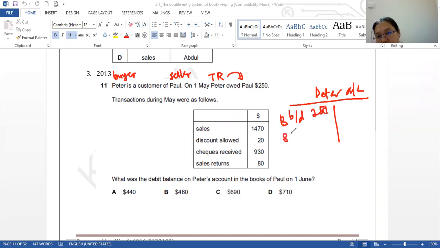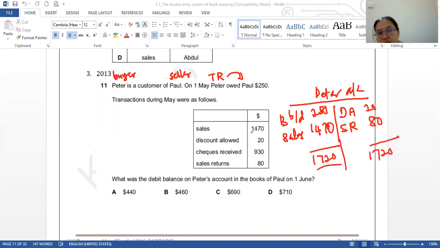Sales: debit Peter, credit sales, 1470. Discount allowed, 20 in here. Sales return, always opposite with the sales, 80. Okay. Now, what was the debit balance? So take the total debit. Your total debit is 1470 plus 250, which is 1720.